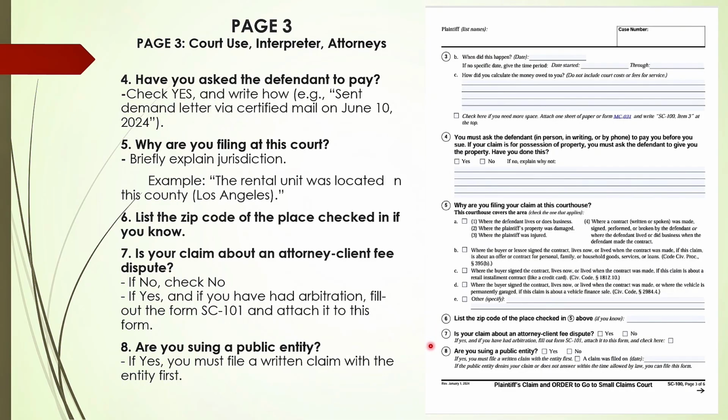For number 7, is there a claim about an attorney-client fee dispute? If no, check no. If yes, and if you have had arbitration, fill out form SC-101 and attach it to this form. On number 8, are you suing a public entity? If yes, you must file a written claim with the entity first.